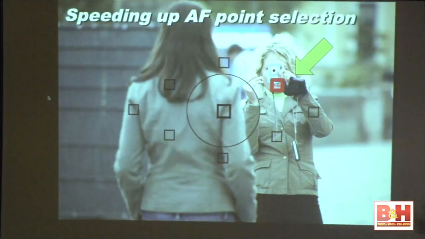Now some folks would say, well, why not just use my center point, lock the focus, and then recompose? You can do that if you're taking one picture. But if you're taking more than one picture, number one, you have to work to keep the focus locked. And number two, what if you change your composition? What if you zoom? What if the subject moves a little bit?